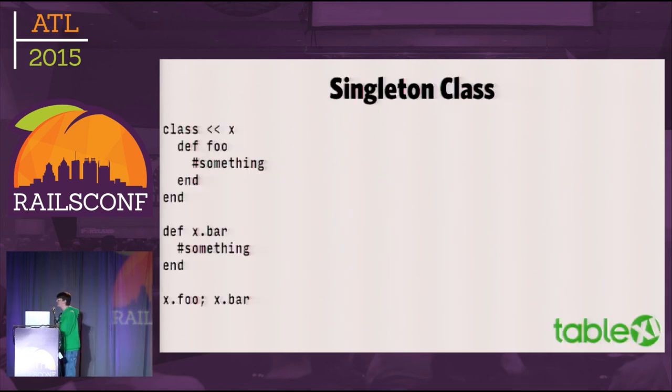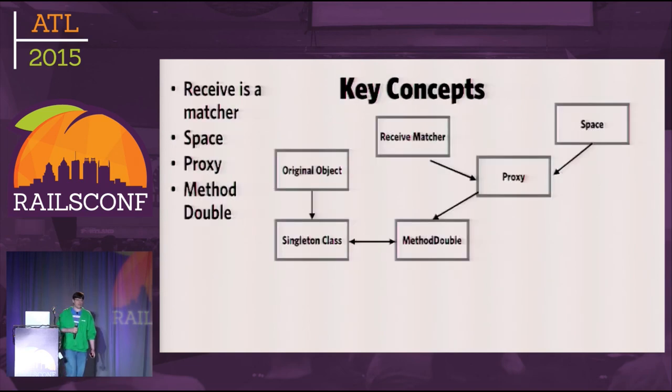The singleton class, you may have seen one or two of these syntaxes. Every object in Ruby has this weird little thing called a singleton class that basically exists to define methods on. You can use that class shovel operator syntax to get at it. You can define something with an actual instance dot method name. And in both cases, what happens is you create a method that only exists for that instance and no other object in your object space, which is perfect for what a mock wants to do. A mock wants to be a method that exists for that one particular object and no other objects in your object space.